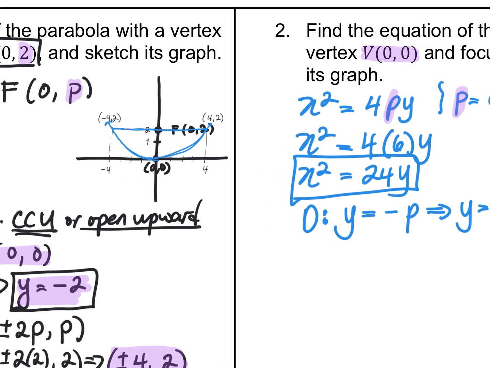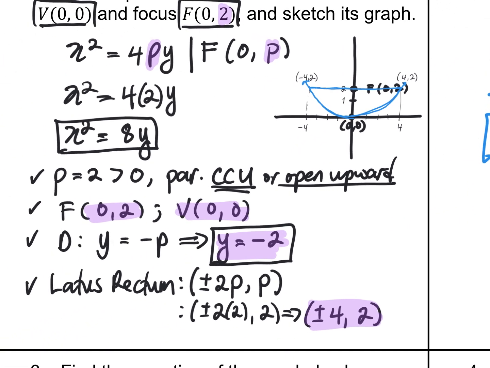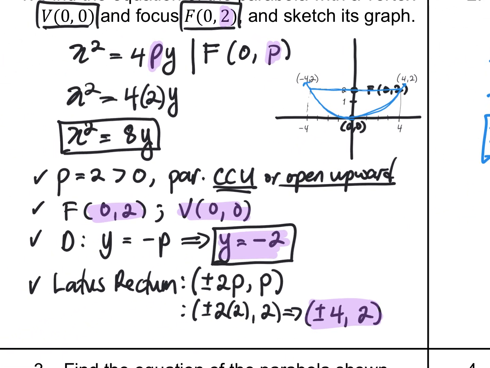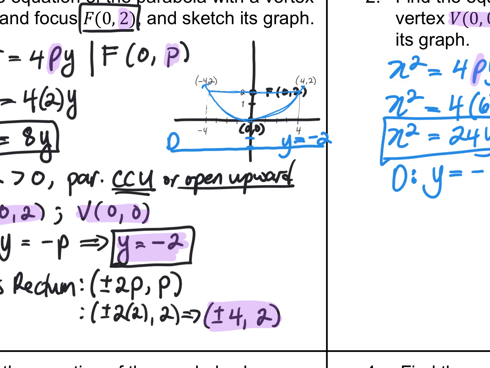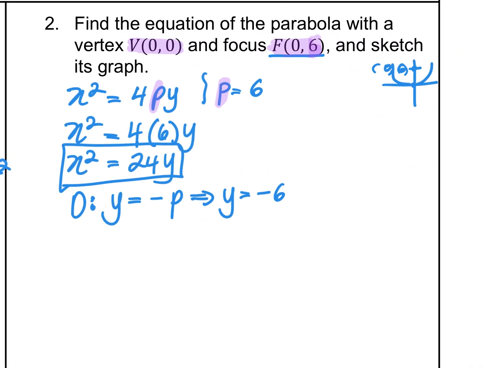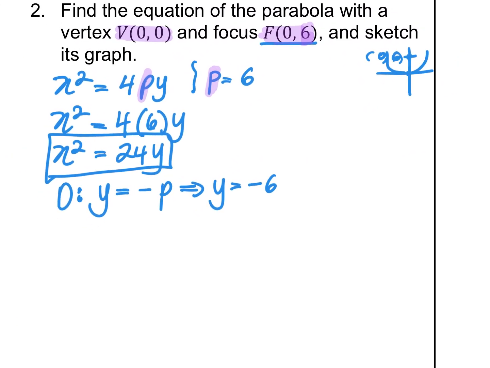Hold on, there's something that I forgot to draw in our graph in here, and that is our directrix. Our directrix is located at negative 2. So here 1 and 2, this is going to be our directrix, which is y is equal to negative 2. Going back to the second exercise, now our directrix is located at y is equal to negative 6.